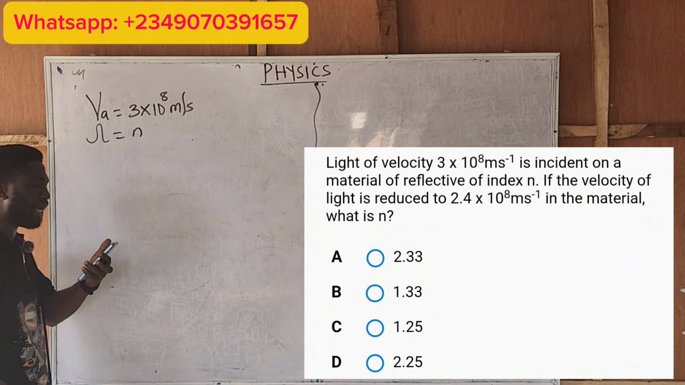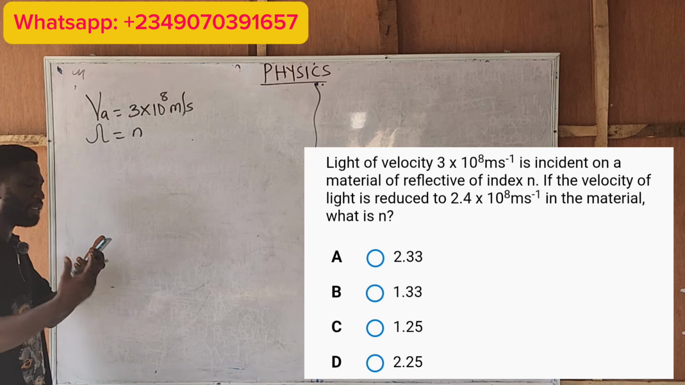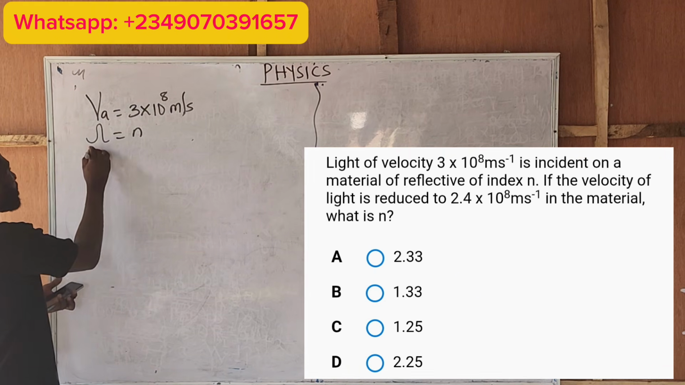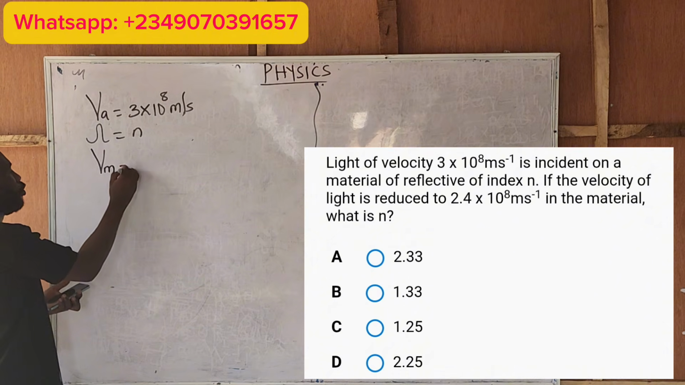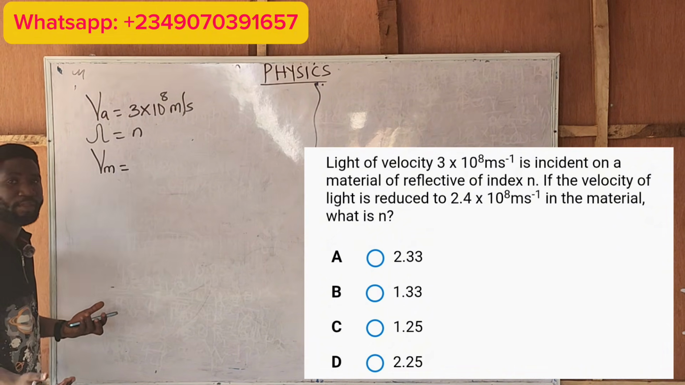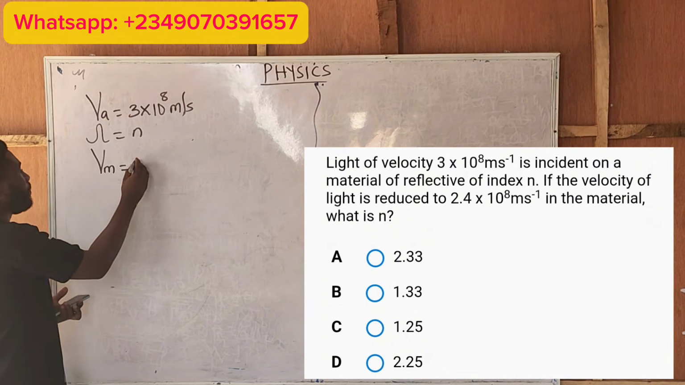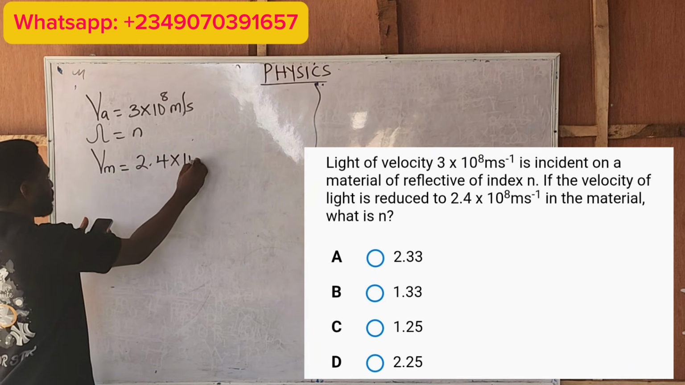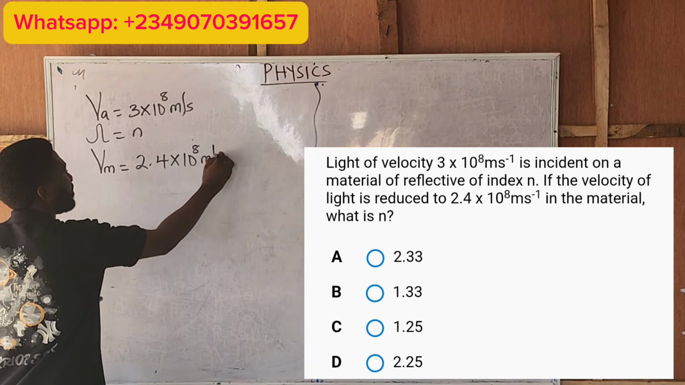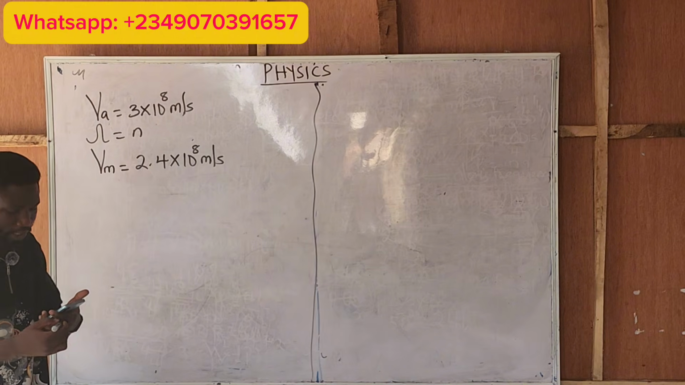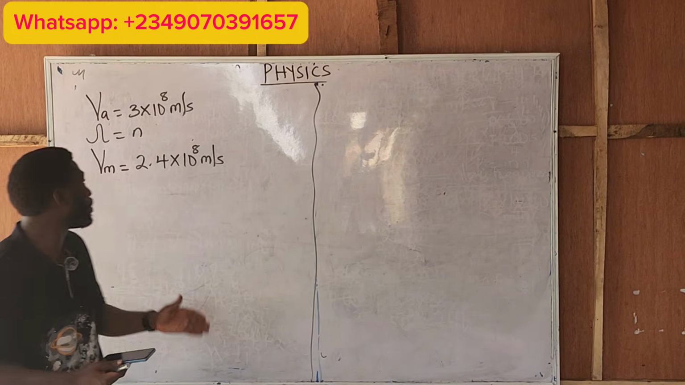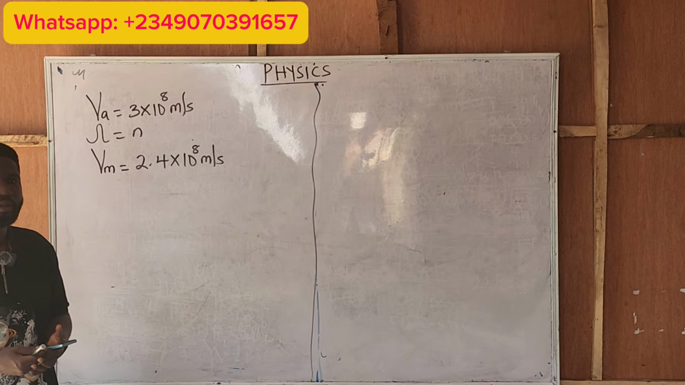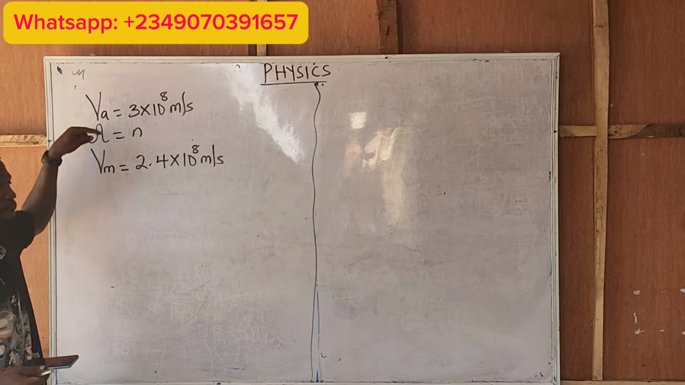If the velocity of light is reduced to 2.4 times 10 raised to power 8 meters per second in the material, so we have the speed of light in that material now. We do not know if the material is glass, but the value for the velocity is 2.4 times 10 raised to power 8 meters per second. Question says, what is N? So we want to get the refractive index of the material.